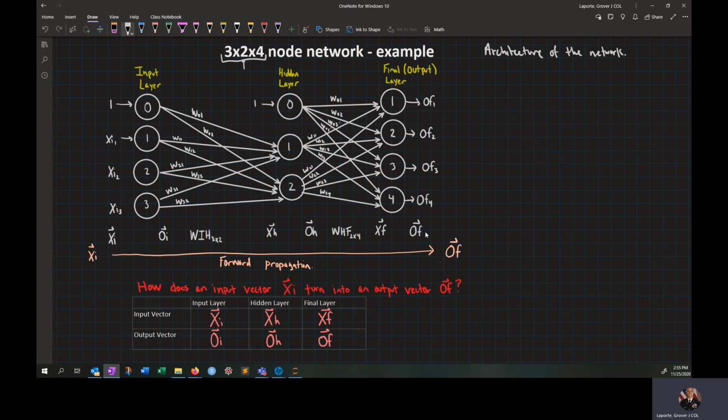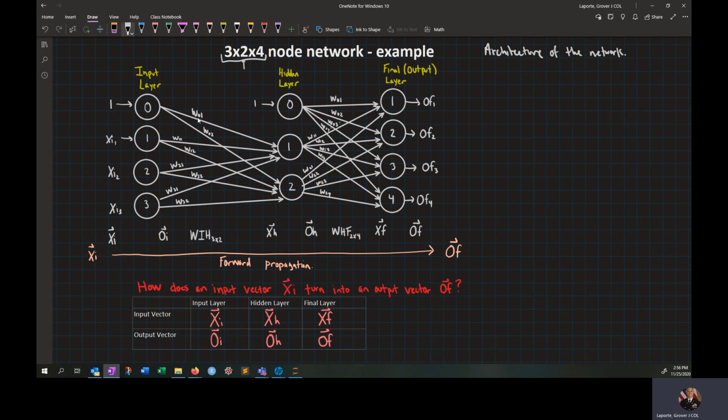Every single one of these connections, from a node in the input layer to the hidden layer or from a node in the hidden layer to the final layer, has a weight associated with it. Node 1 connects to both nodes in the hidden layer, node 2 from the input layer connects to both nodes in the hidden layer, and node 3, and so on. You have full connectivity of all the nodes. We're not removing any of the connections.